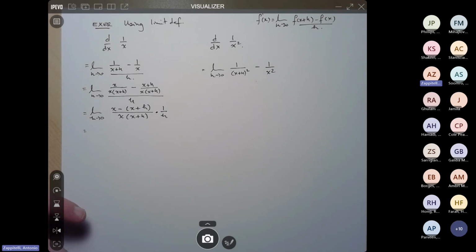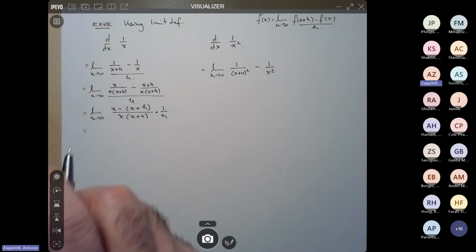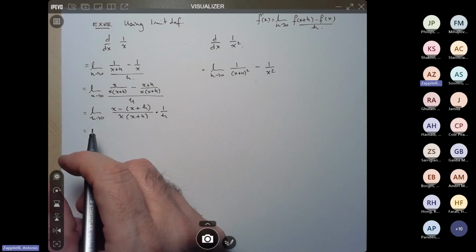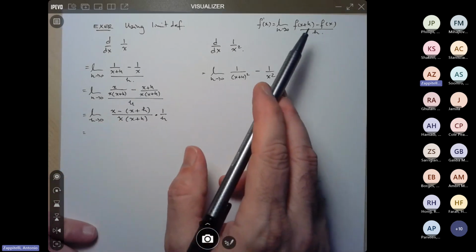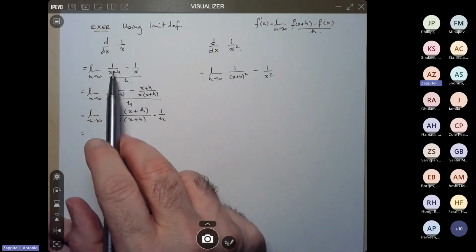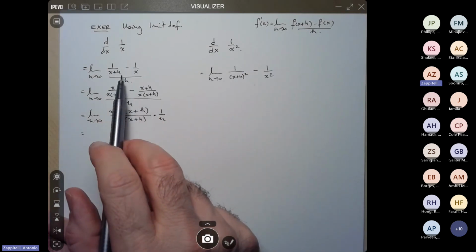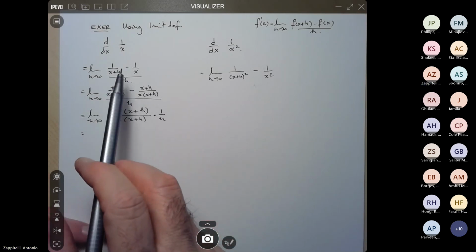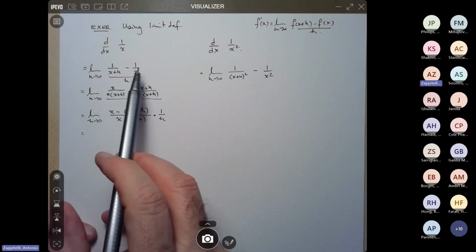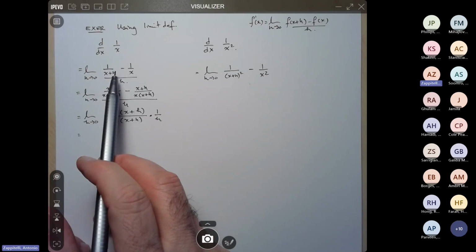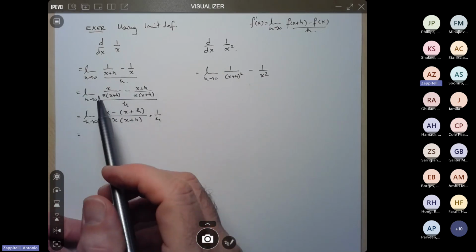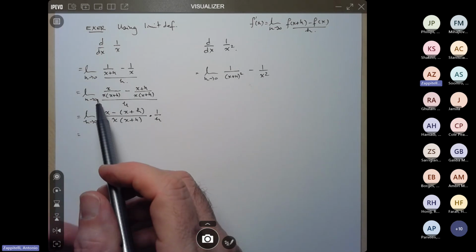Okay. So let's take a look at what I did here. I just remembered to use my formula. So wherever I see an x, I have to put in x plus h, minus 1 over x. Except now the algebra I need to do is to work with these rational expressions. So this is good review of working with rational expressions. Sometimes you have to work with them.